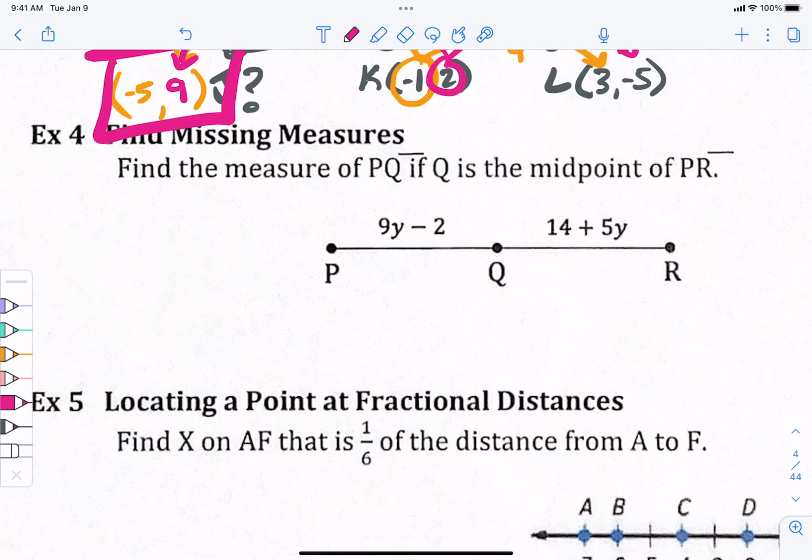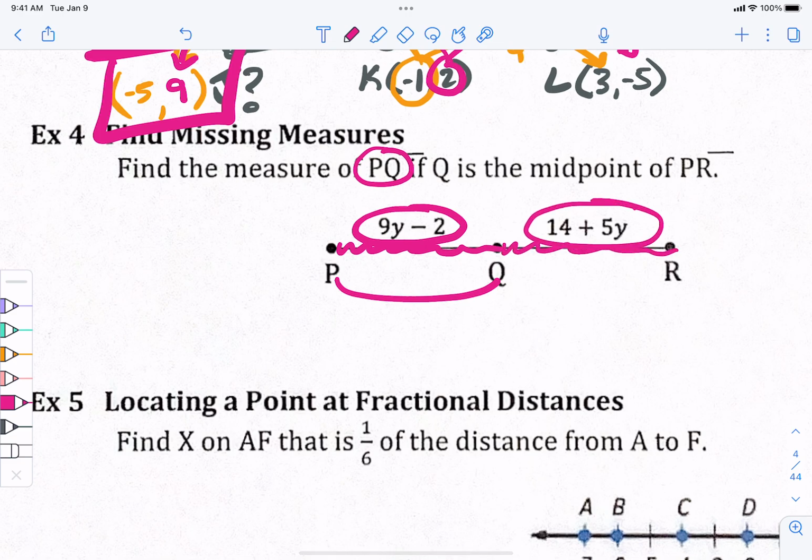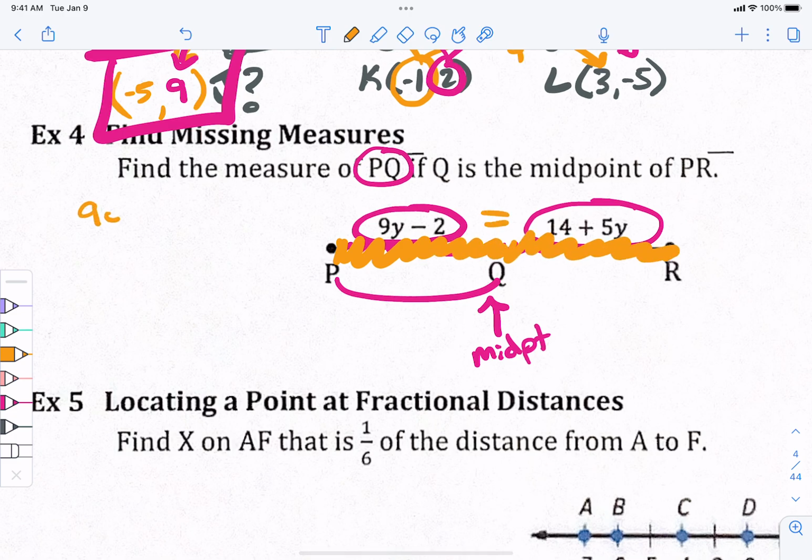Find the measure of PQ. So I want to know what this distance is. This distance is labeled as 9y minus 2. This distance is labeled as 14 plus 5y, and they're saying Q is the midpoint. If that is the midpoint, what do I know to be true? This chunk right here is equal to this chunk right here. I'm going to set those two things equal, and then I'm going to solve. So 9y minus 2 equals 14 plus 5y, right? If that is truly exactly in the middle, those two chunks should be equal.